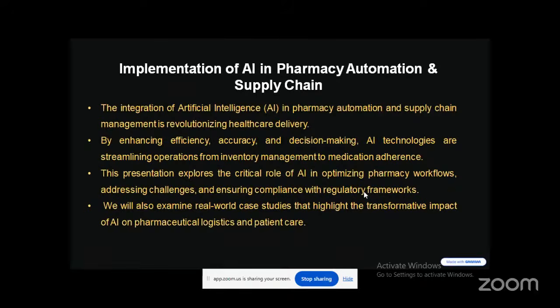So this presentation is going to give you a few glimpses of the critical role of AI in optimizing pharmacy workflows and addressing the challenges, ensuring compliance with the regulatory frameworks. It also helps us to know about the real world case studies, which are very important in analyzing pharmaceutical logistics and patient care.